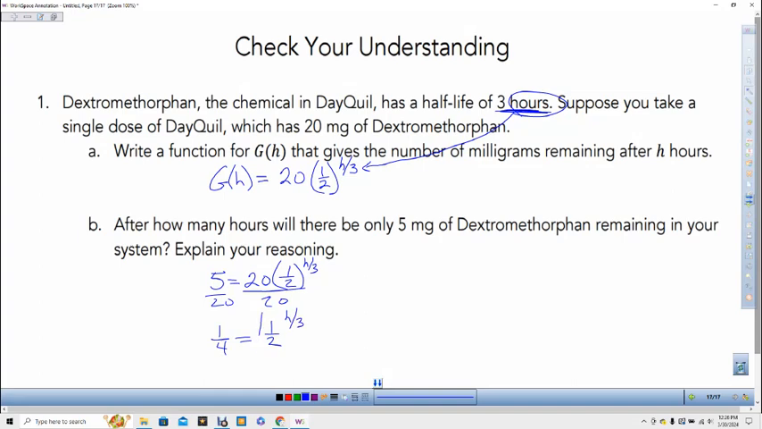Now, guys, here is where we can use that whole 1-to-1 thing. Is there a power we can raise 1/2 to get 1/4? Well, yeah, we can square it. If we square the top and square the bottom, we're going to have 1/4. These two are equal. And if these two are equal and we have the same base, that means that h over 3 must equal 2. So then we multiply both sides by 3, and h equals 6.